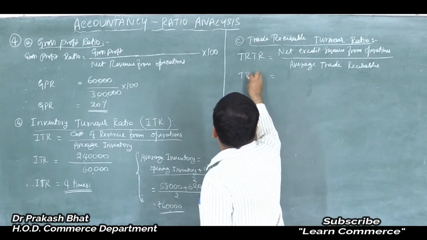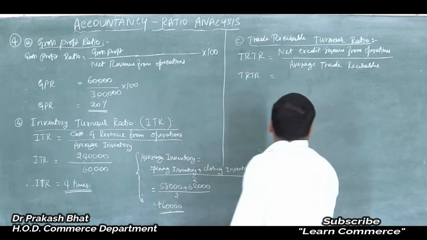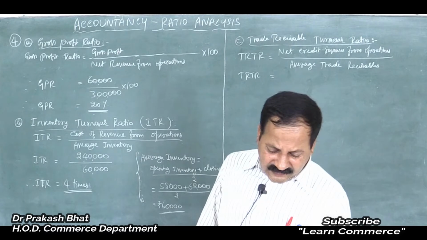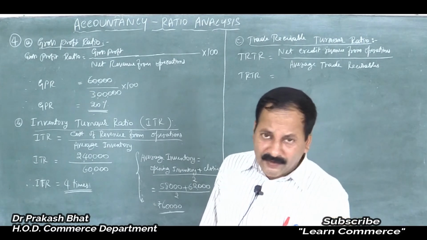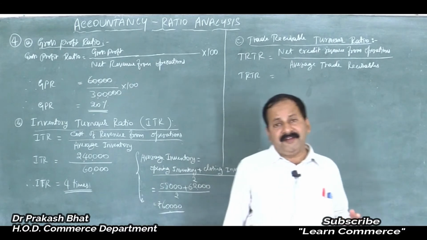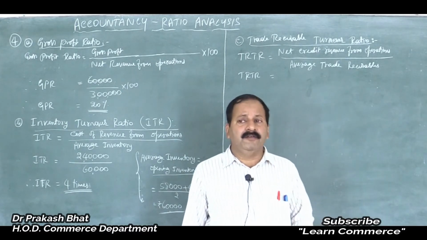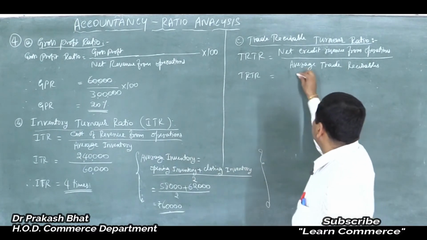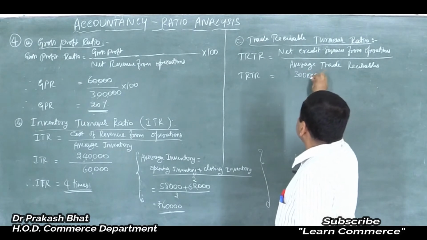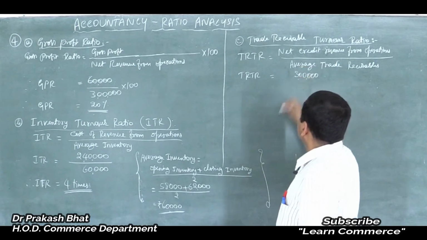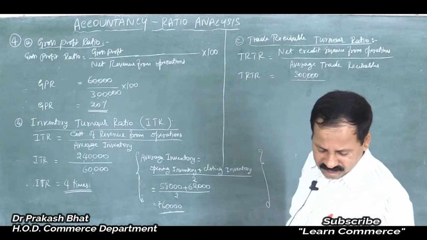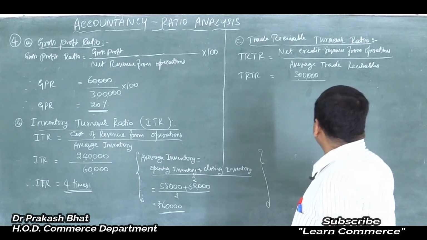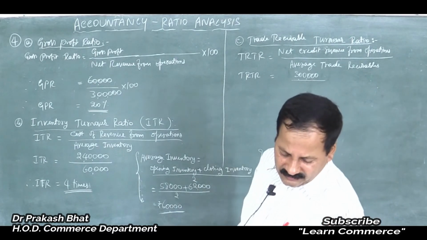Therefore TR is equal to net credit revenue from operations. How much is it? That is revenue from operations itself. There is no return and there is no mention of cash or credit. So we will take the entire revenue from operations as the credit sales. So how much will it be? 3 lakh, given in the problem, divided by how much? 32,000 average trade receivables.